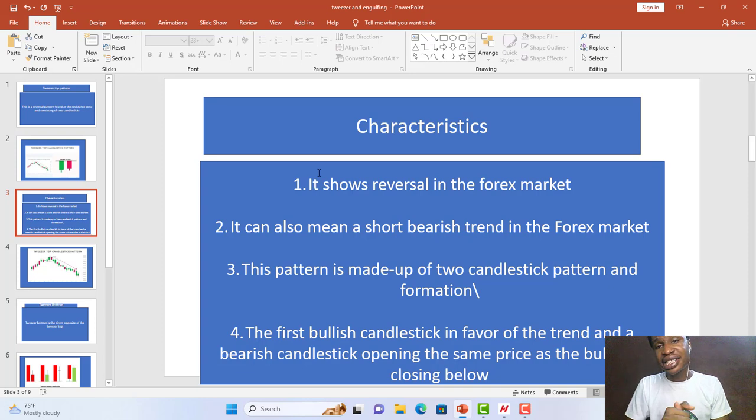It shows reversal in the market, right? But I also said it doesn't only show reversal, it also shows continuation. But the most important thing is that it shows reversal in the market. It can also mean a short bearish trend in the forex market, right?